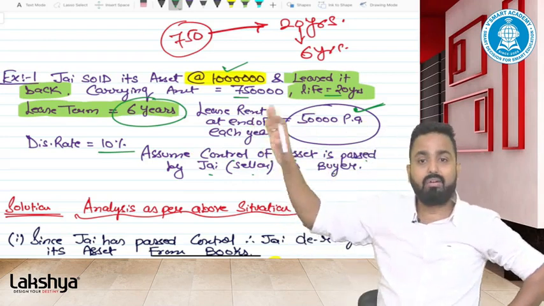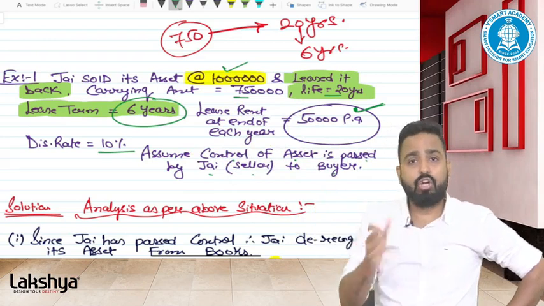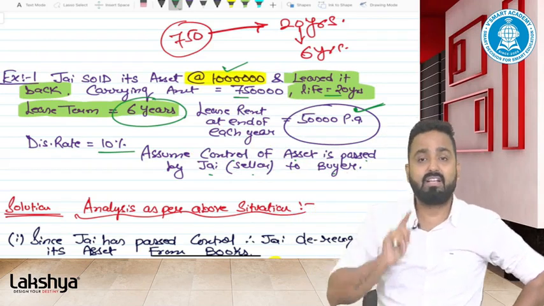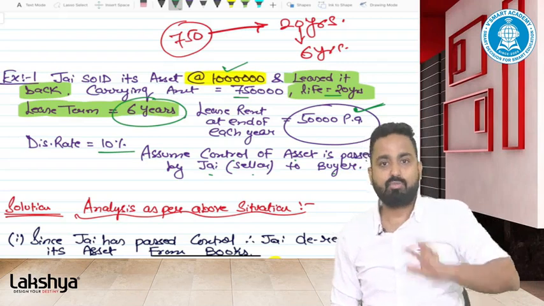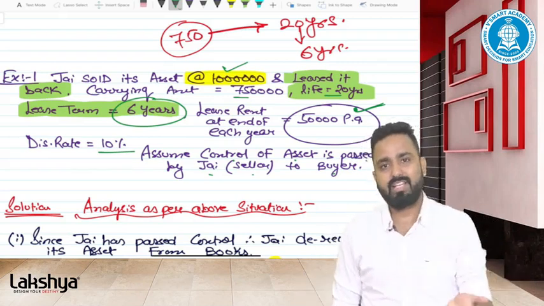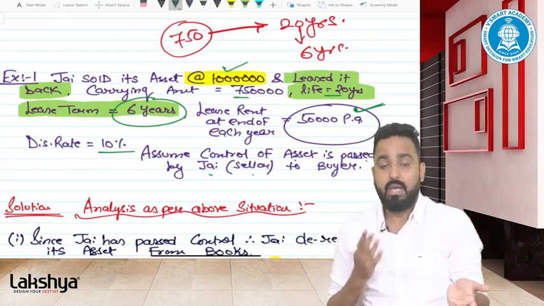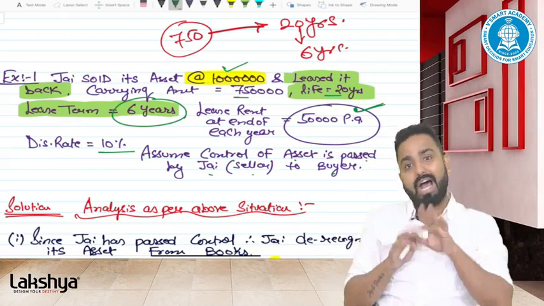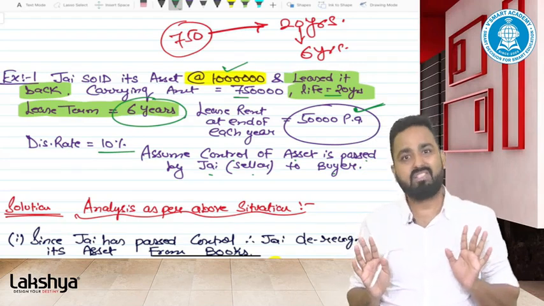Okay. So now, once again, Jay has sold the asset. Jay has to de-recognize the asset. That means Jay has to book the sale. Jay has to book the sale, means Jay has to de-recognize the asset. At the same time, Jay has to record the ROU asset now for the 6 years lease term.